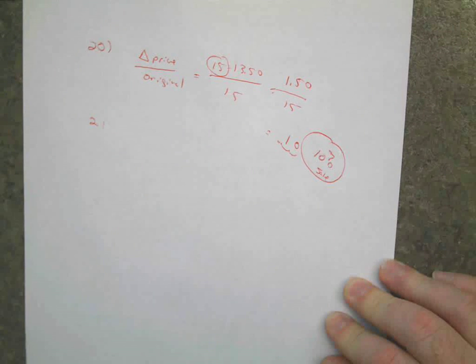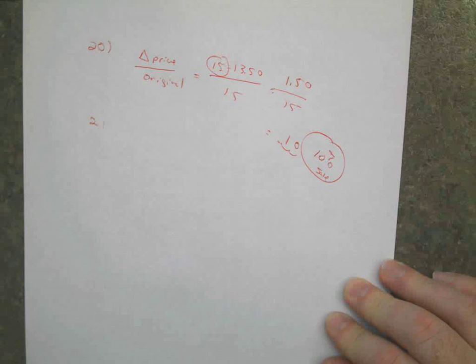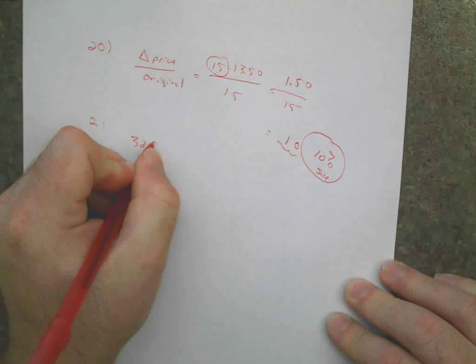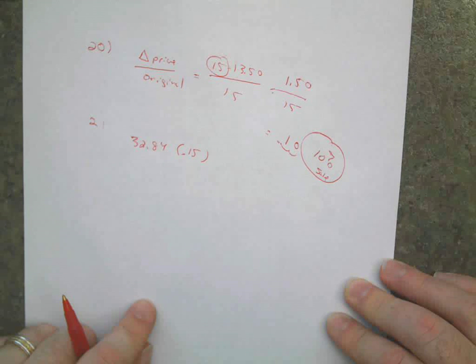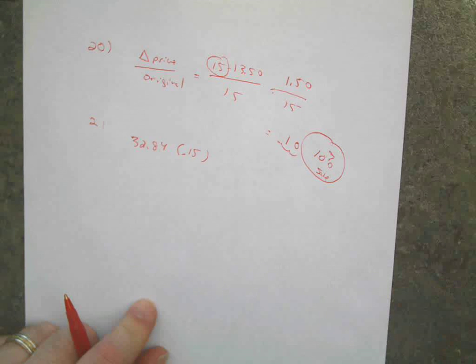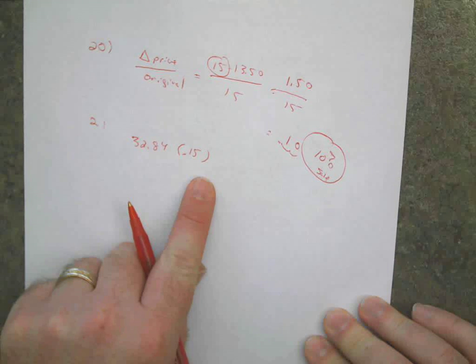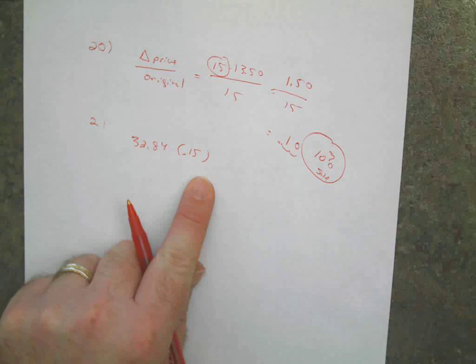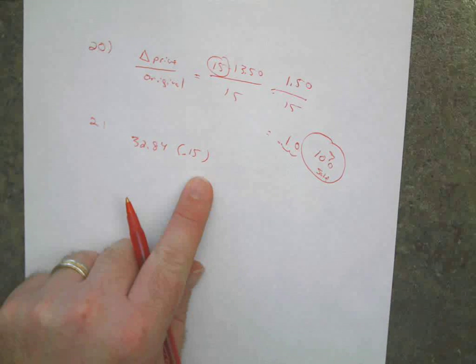21. Question number 21 says, the customary tip at a restaurant is 15% of the bill. If the bill was $32.84, what should the tip be? Now, $32.84 is the bill. You're going to leave a 15% tip, which is 0.15. Now, if you're writing a check, I'd actually sneak a little different thing here. I would say multiply it by 1.15, because you wouldn't write 2 checks. You wouldn't write a check for the tip and a check for that. You put them all together.